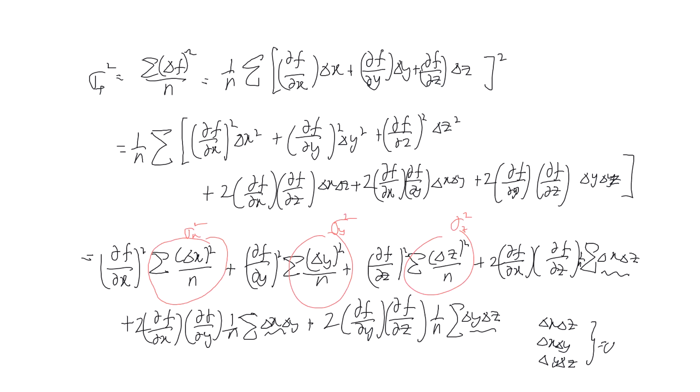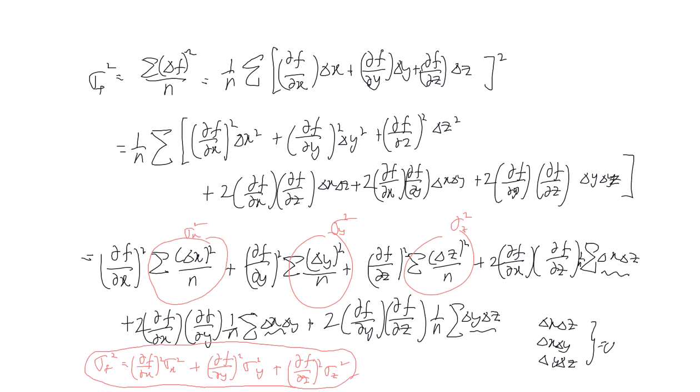So that is the partial derivative of f with respect to x squared times the variance of x, plus the partial derivative of f with respect to y squared times the variance of y, plus ∂f/∂z squared times the variance of z. That's it. That is the propagation of uncertainty.